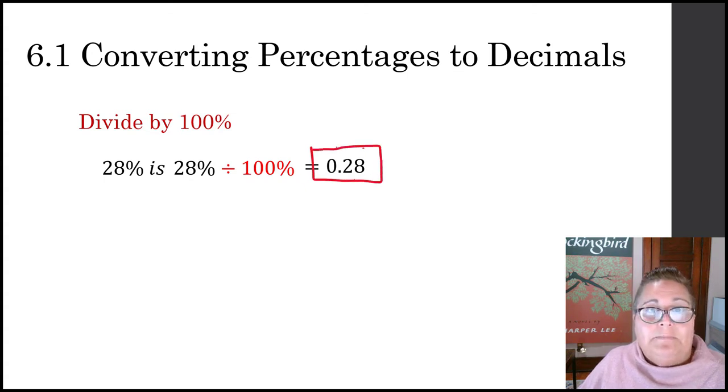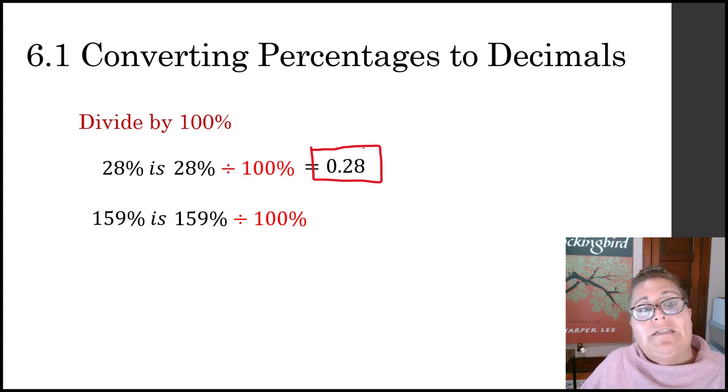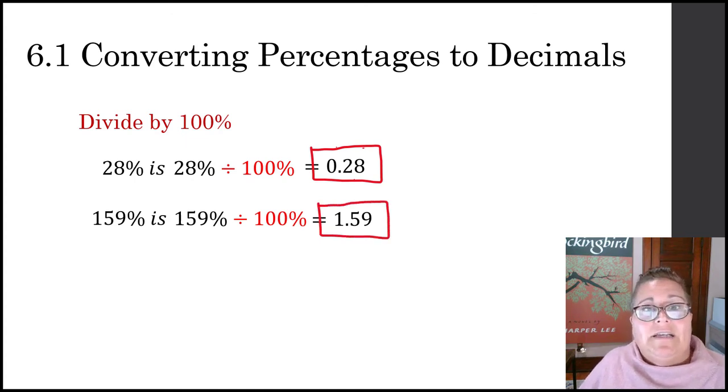Similarly, if we have 159% and we want to get rid of the percent, convert it to any form other than percent, we're going to do 159% divided by 100%, essentially canceling out those percent signs. This is going to give us 1.59, which is the percent as a decimal.